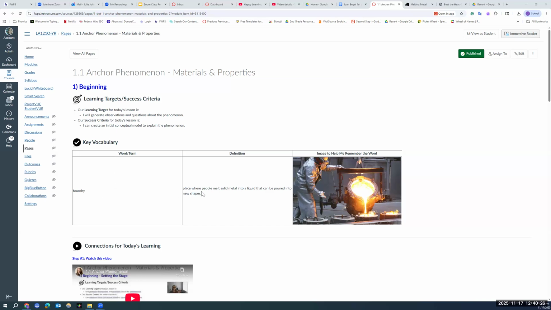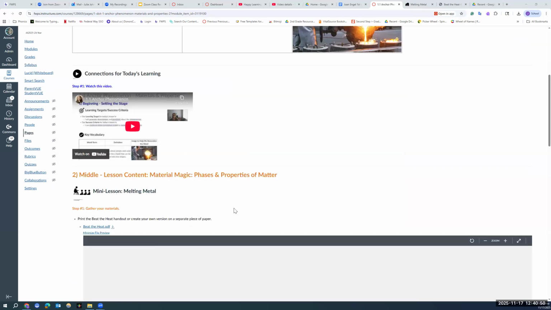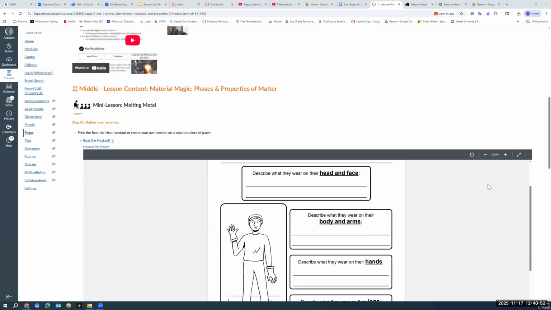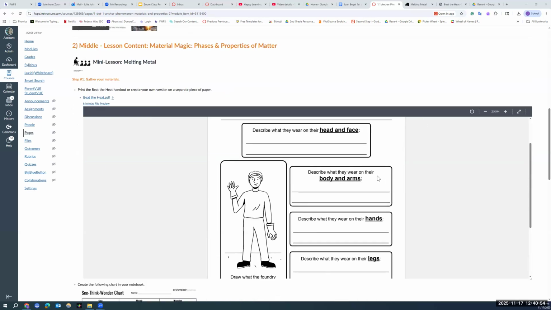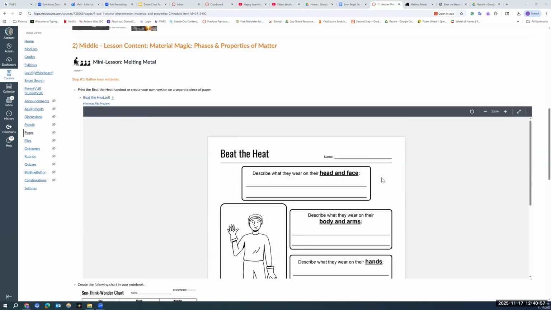Vocabulary: foundry, a place where people melt solid metal into liquid that can be poured into new shapes. As you can see, this person is wearing some protective materials so that they can be this close to that molten lava metal.